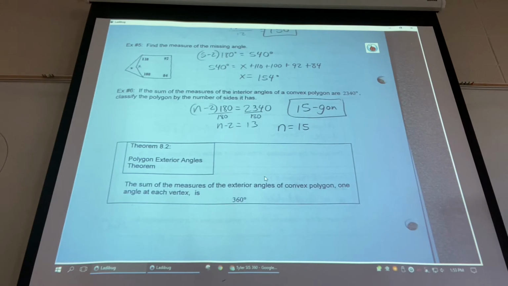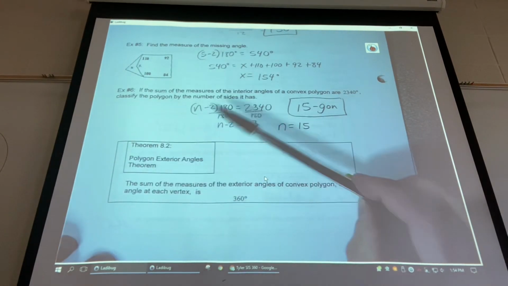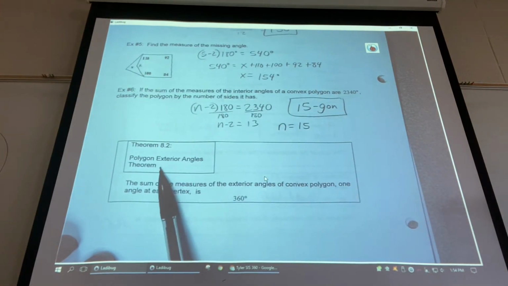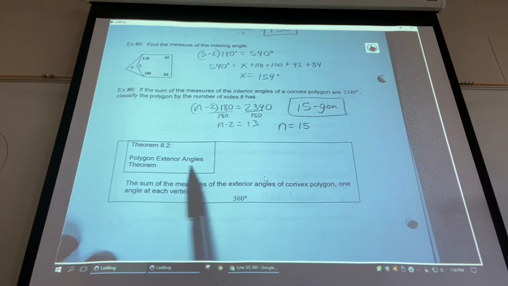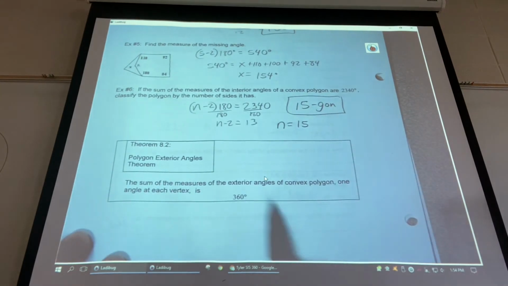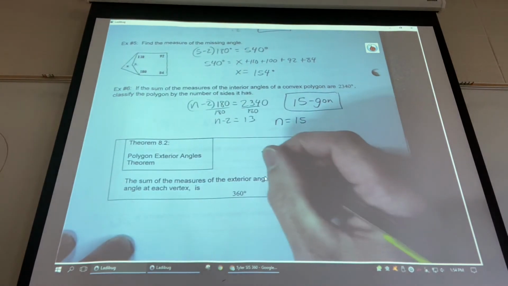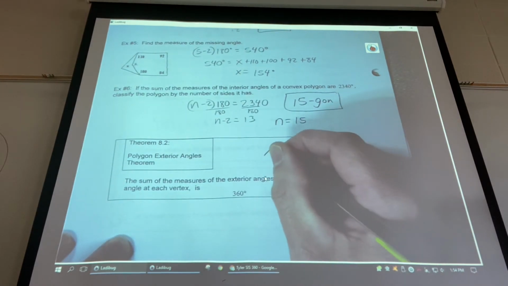Okay, so so far we've dealt with the sum of the interior angles of a polygon. Well, now we're going to switch gears. And instead of focusing on the interior angles, we're going to focus on the exterior angles. So before I explain it, will you guys draw a pentagon in here?